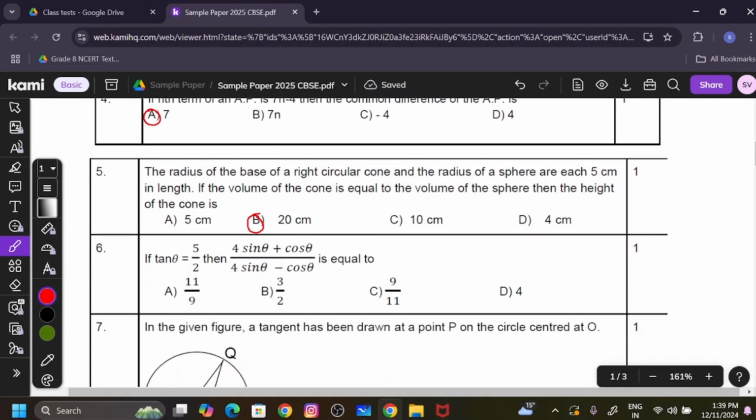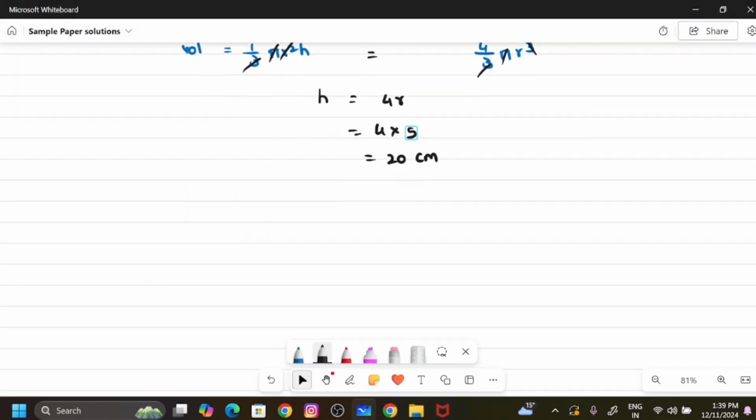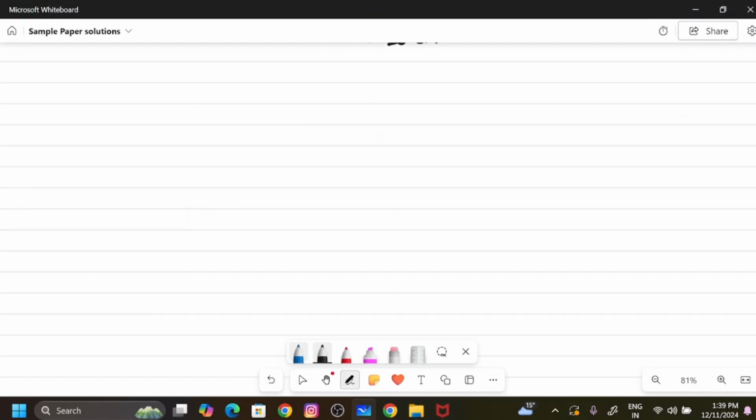If tan theta is equal to 5 by 2, then (4 sin theta plus cos theta) by (4 sin theta minus cos theta)? Tan theta is equal to 5 by 2.